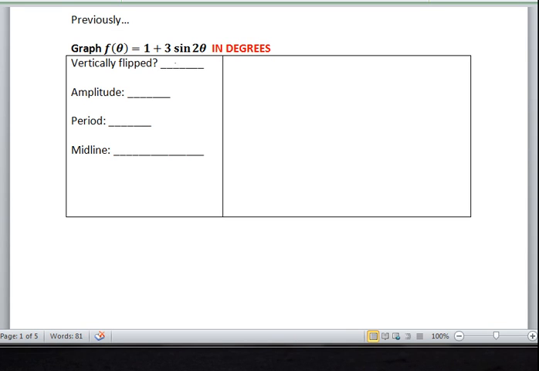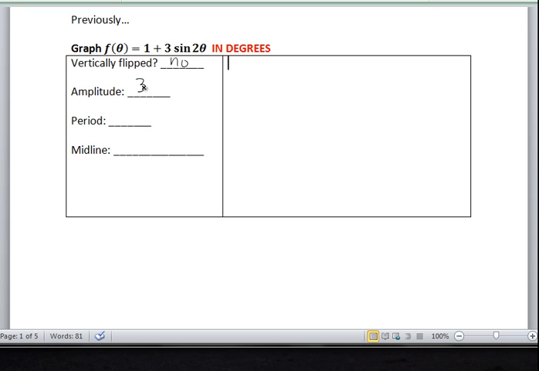Previously we had graphed trig functions in degrees, and we ran through a series of questions that we answered before we actually graphed it. So let's go through this particular example where we're graphing f of theta equals 1 plus 3 sine 2 theta, right? Is this vertically flipped? No. What's our amplitude? It's 3.